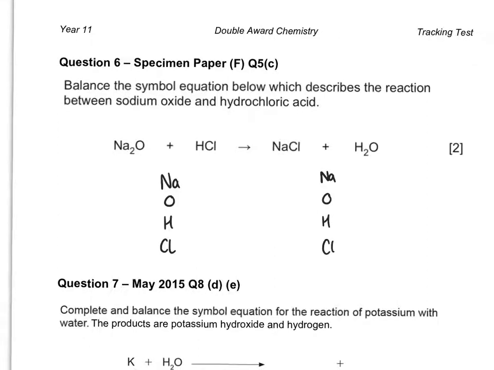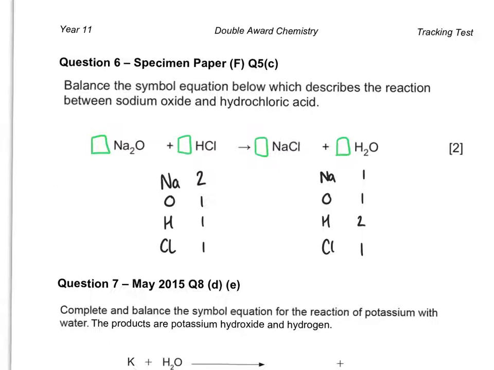Now, next you count up your atoms on your left hand side, so you can see you've got 2 sodium, 1 oxygen, 1 hydrogen and 1 chlorine. And then on the right you've got 1 sodium, 1 oxygen, 2 hydrogens and 1 chlorine. So you can see our sodiums and our hydrogens are the ones that need fixed. So again, put your boxes in if you need to. I'll put them in temporarily here.